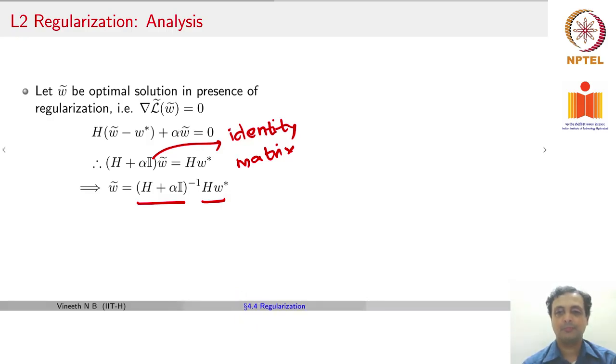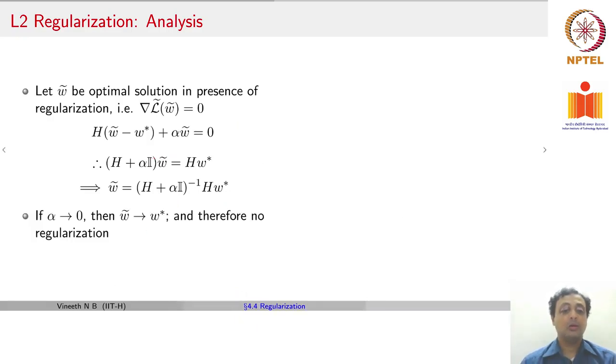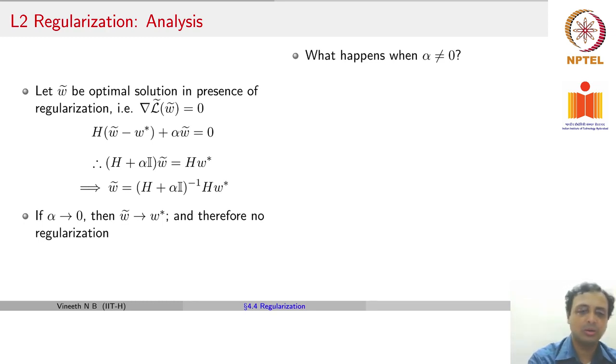Now, in this expression, if alpha goes to 0, it's very evident that you would be left with H inverse H W*, and H inverse H is identity, or rather W tilde is W* itself. That's equivalent to doing no regularization, of course, because if alpha goes to 0, the coefficient of your L2 weight decay term goes to 0 and there is no regularization. So we are only concerned about the case when alpha is not equal to 0. What can we say about W tilde?